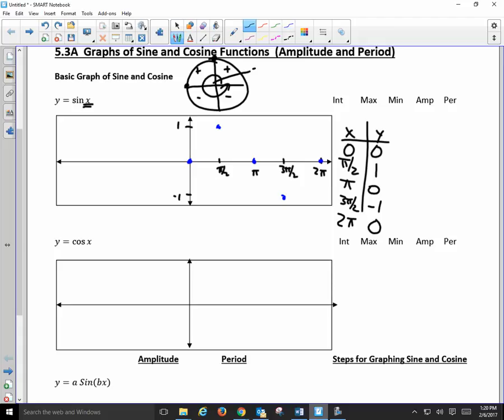So I'm going to look at other values like pi over 6. Anybody know the y value for an angle of pi over 6? 1/2. Very good. 30, 60, 90. 1/2. Way to go. What about pi over 4? Root of 2 over 2, which is 0.7071. Good job. What about pi over 3? Root of 3 over 2, or 0.866. Good job.